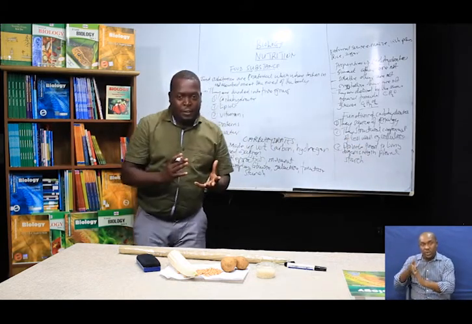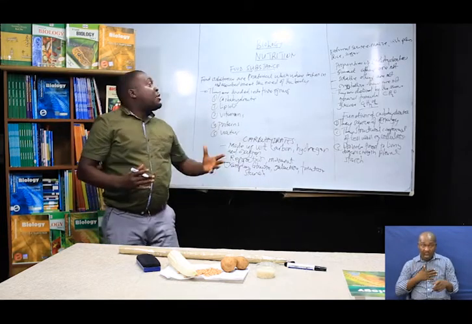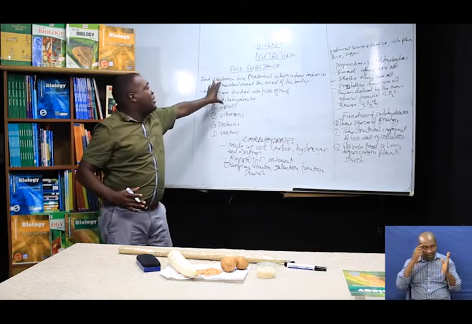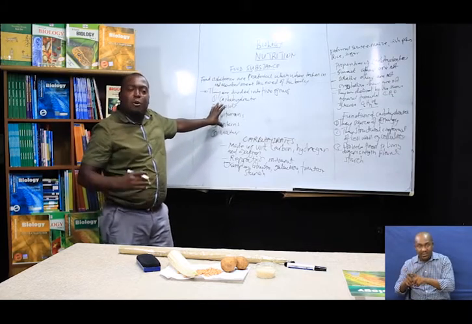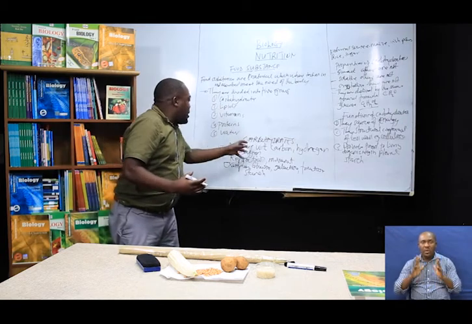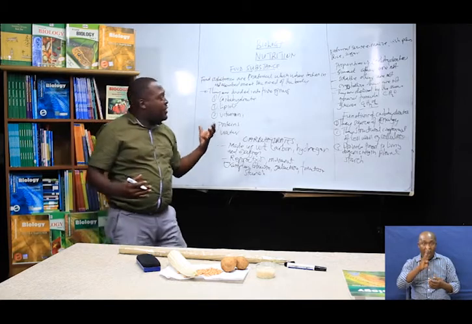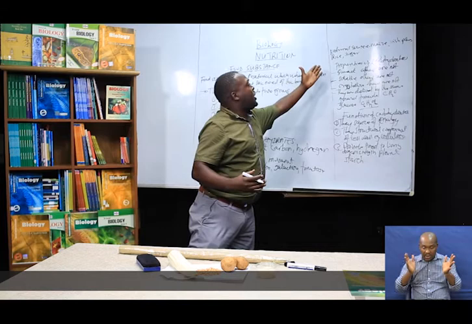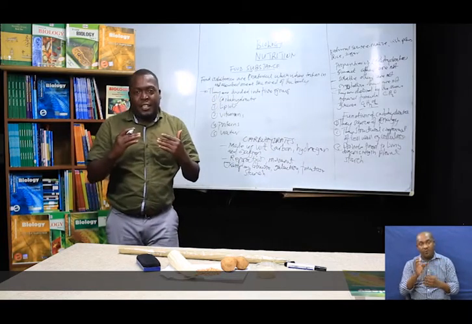So my dear friend, my dear student, today we have discussed the meaning of food substance, the groups of food substances that the body needs in order to survive. Also, carbohydrates in general, that is the introduction of carbohydrates, the properties of carbohydrates, the functions of carbohydrates, as well as the examples of carbohydrates.